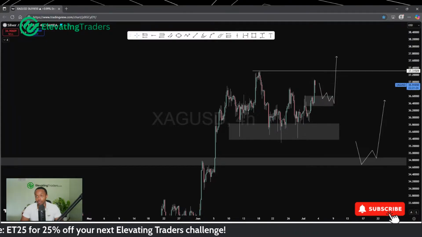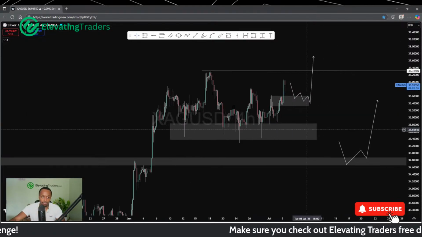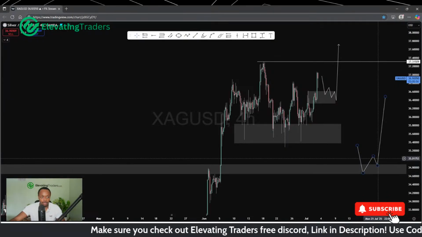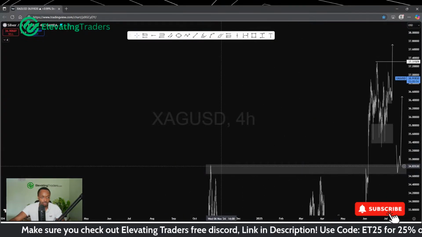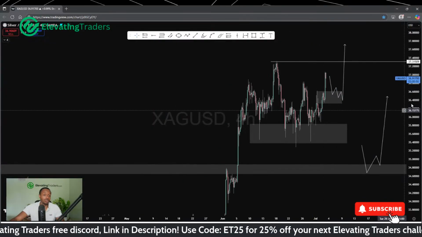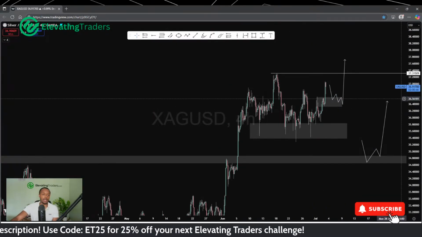It's just whether we can find a pullback to take advantage of that. If not, it might be a situation where we run away with it. But the retest of 35 is not looking likely anymore, which is this level here. It looks like this is probably the next best opportunity before we do run higher. So hopefully that made sense.